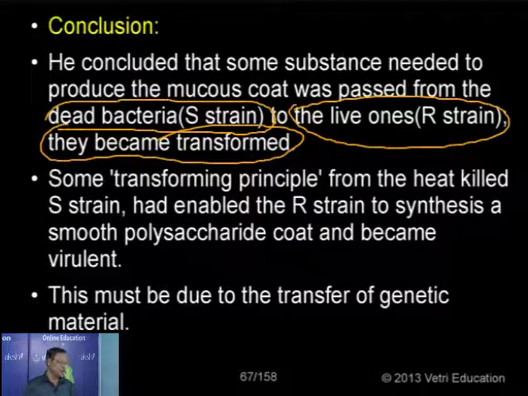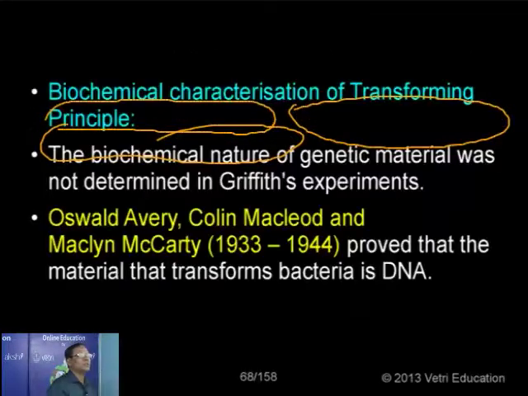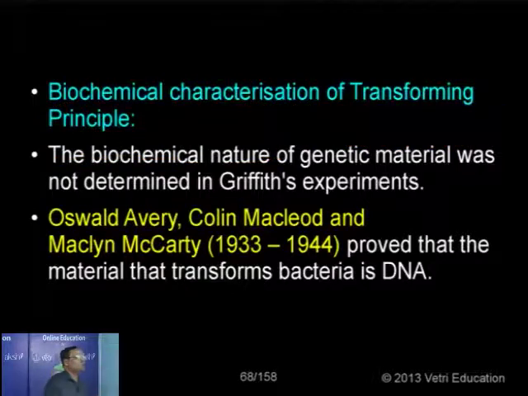This happened due to the transfer of some genetic material. He didn't know whether it was DNA or RNA or anything else. Some genetic material was responsible for transforming the R strain into the S strain in the experiment, but its characterization was not known. What was the genetic material transferred from the S strain to the R strain? That was not known. Later it was known to be the DNA. So he did not know the biochemical nature of the genetic material.